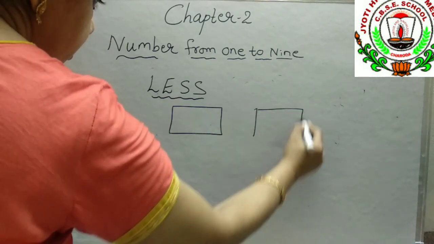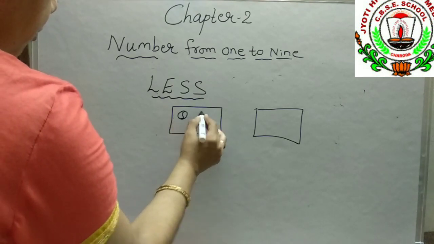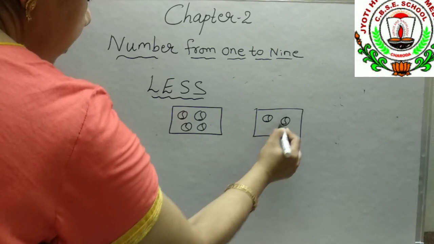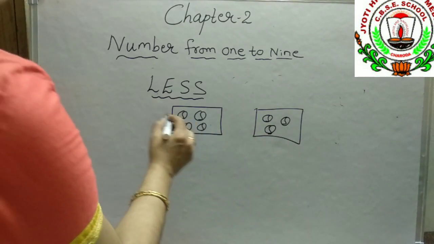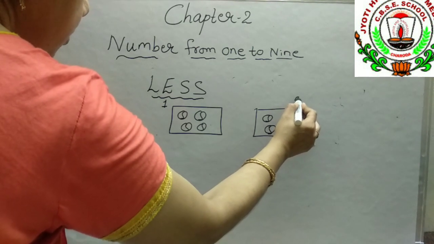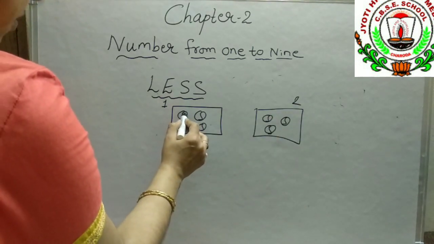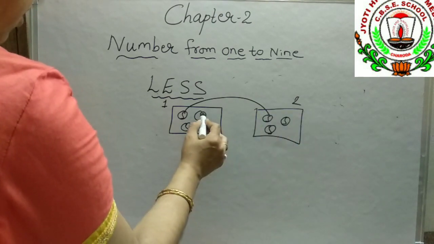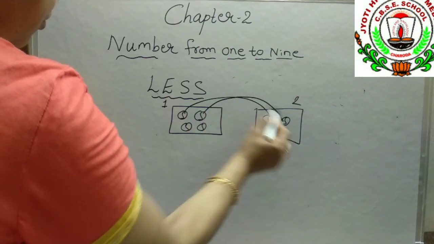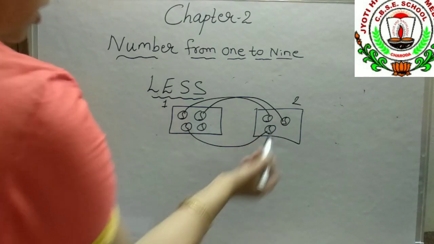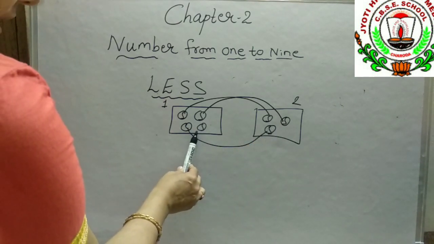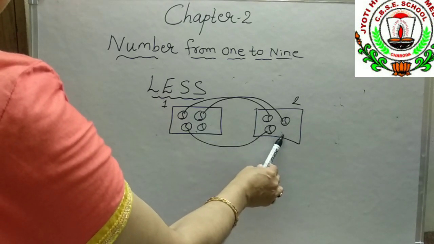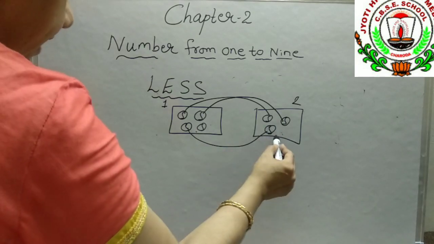Now again I am taking two boxes. Again I am drawing balls. This is box number 1 and this is box number 2. In box number 1, one ball I have compared with the ball in the second box. Then 2 ball, 2 ball. 3 ball, 3 ball. Now in which box is a ball remaining? The ball is remaining in the first box, and there is no ball remaining in the second. So the second box has less balls.